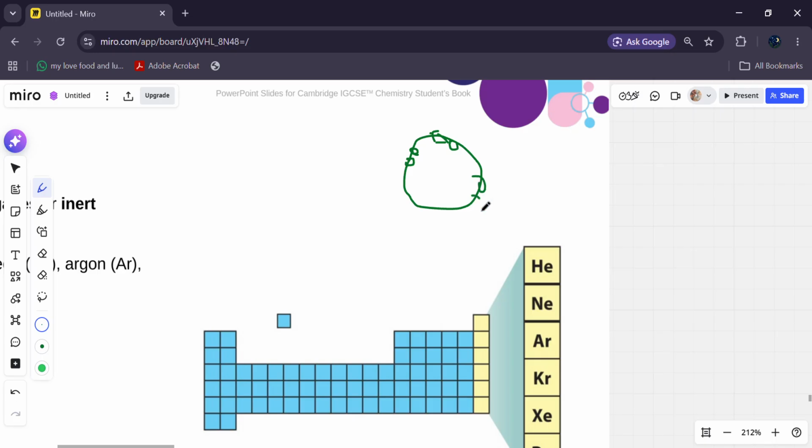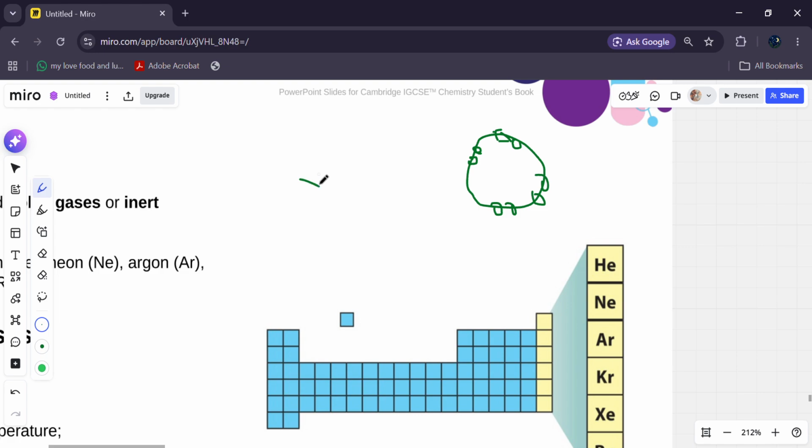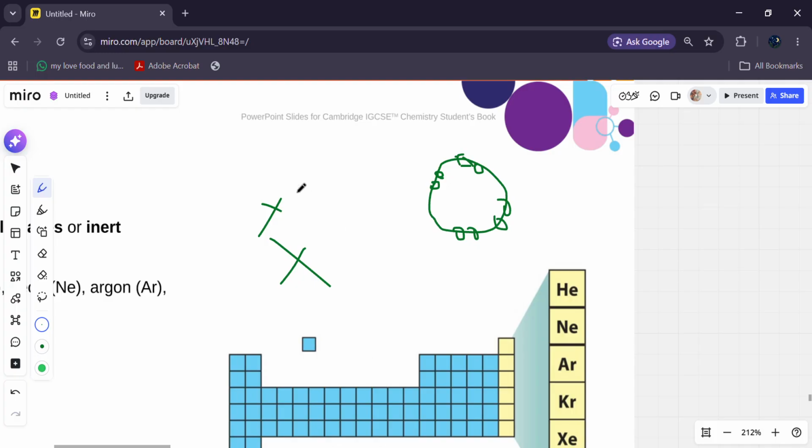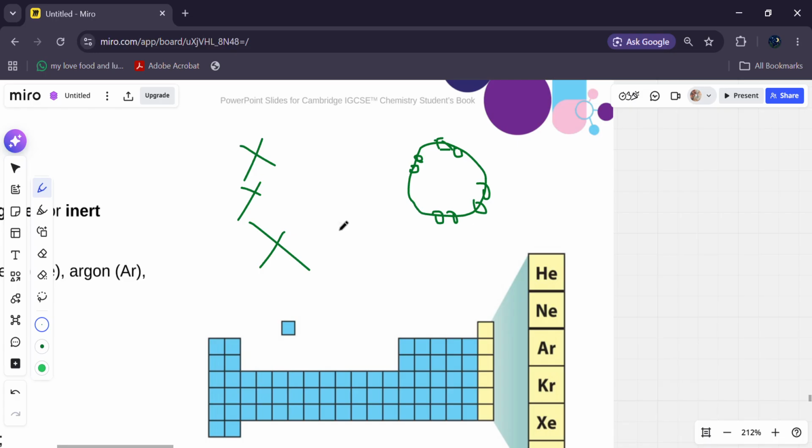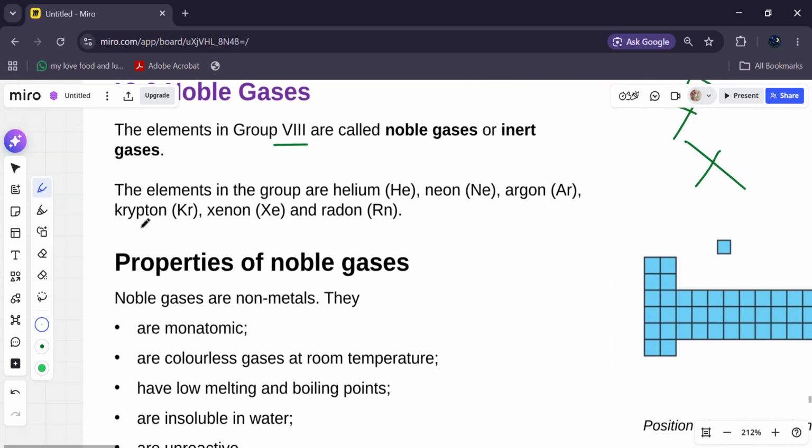They don't need to lose or gain electrons. This means they do not form ions, they do not have oxidation numbers, they don't act as catalysts, and they are pretty much very unreactive. So the elements in the group are helium, neon, argon, krypton, xenon, and radon.